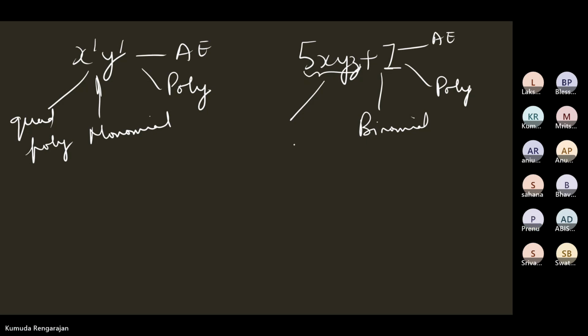Cubic. Yeah, the degree is 3, so it's cubic. 1 plus 1 plus 1. The variables x, y, z, their powers 1, 1, 1, make 3. 3 means cubic. It's a cubic polynomial. So it's an algebraic expression. It is a polynomial. Based on the number of terms, it's a binomial. And based on the degree, it is a cubic polynomial.